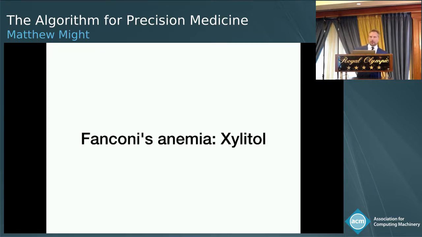The logic is that xylitol inhibits alcohol dehydrogenase. Alcohol dehydrogenase creates reactive aldehydes. Reactive aldehydes create double-stranded breaks in DNA, which Fanconi's anemia patients cannot repair. That was the full path of reasoning for why it recommended xylitol, and in fact, a number of other drugs for this disorder. That impressed them enough.